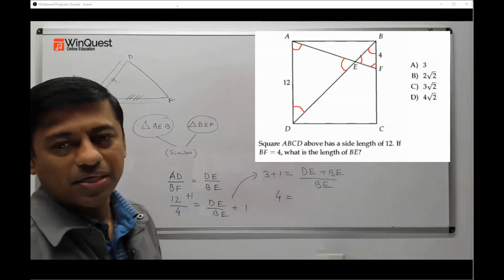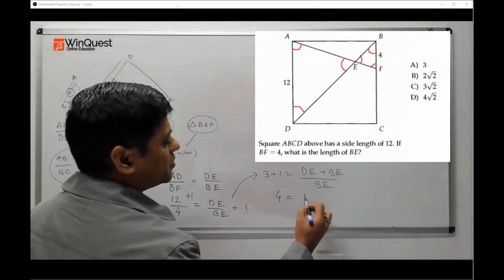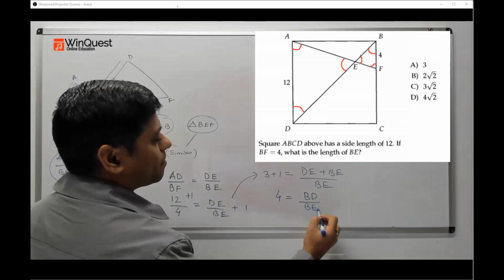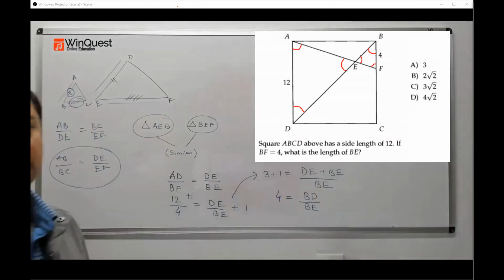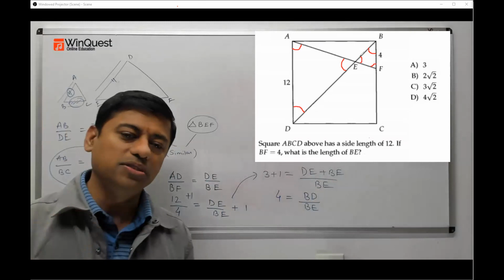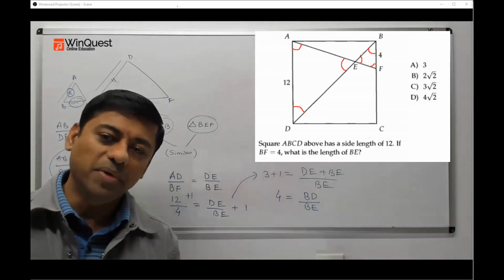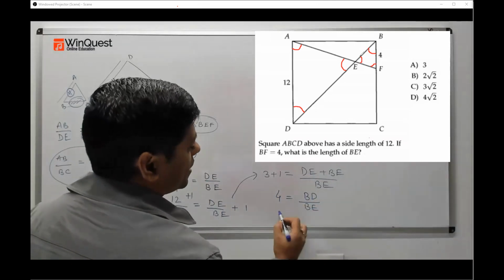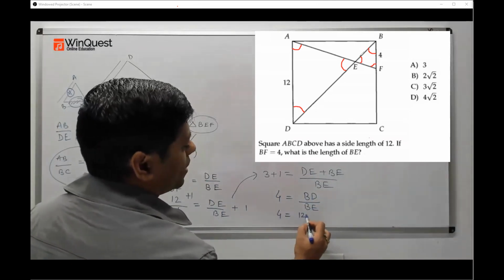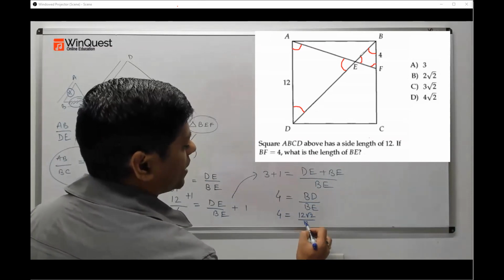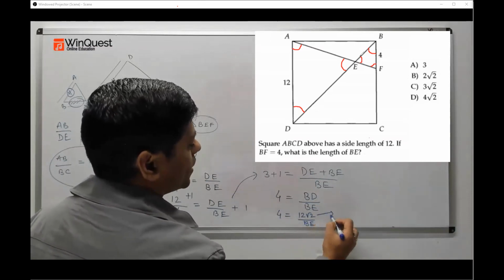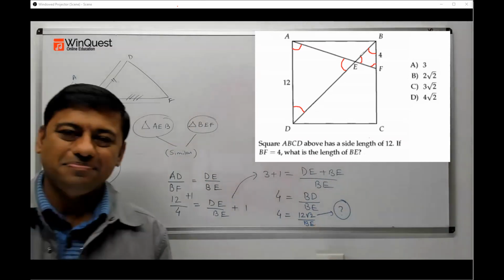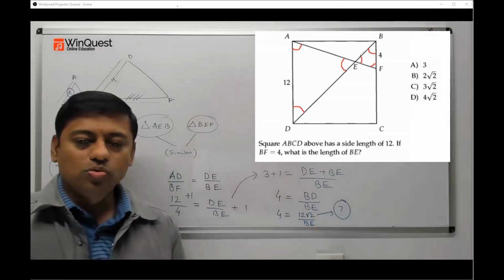If you see, DE plus EB is actually BD by BE. Because DE plus BE is nothing but the whole segment, which is BD. BD is equals to 12 root 2 by BE. Why is this 12 root 2? Anybody? Why is BD 12 root 2?